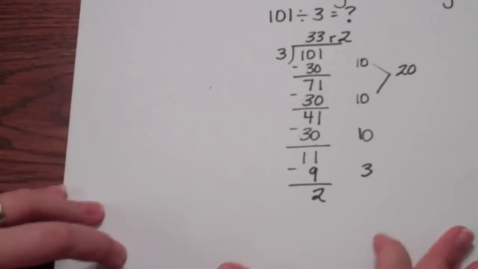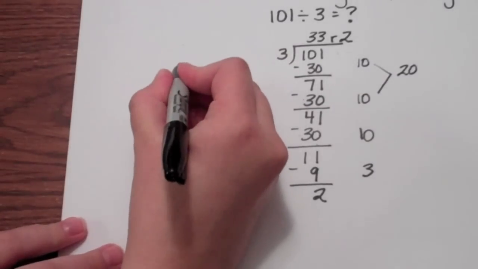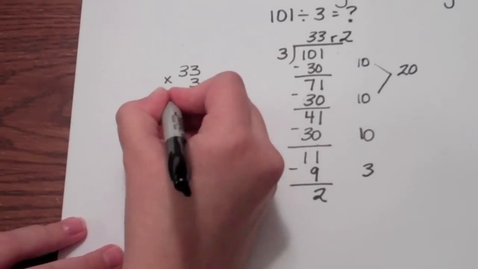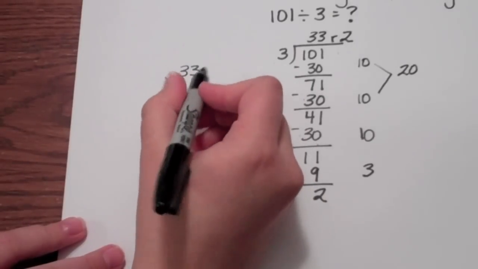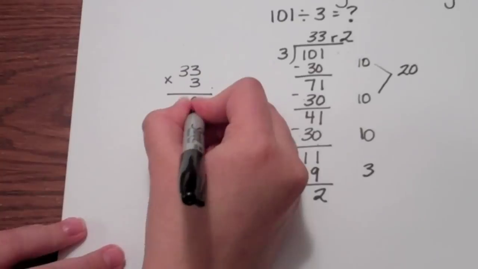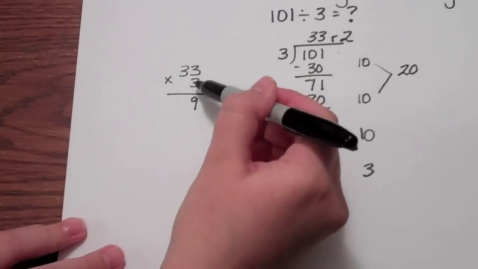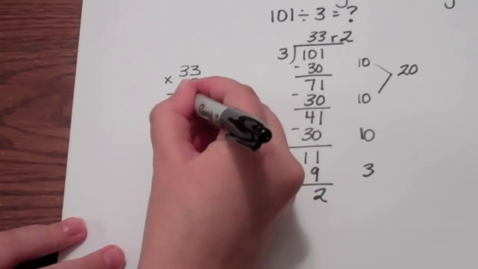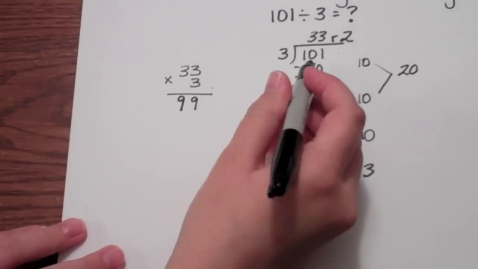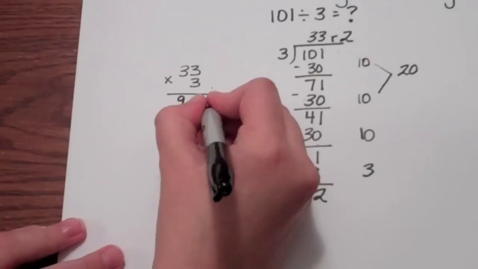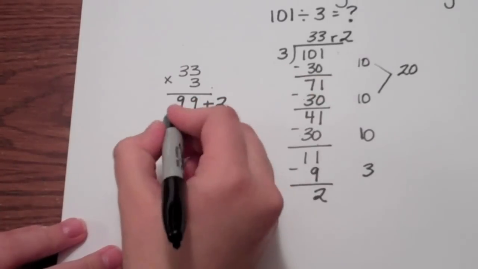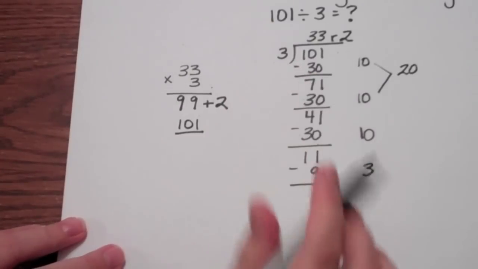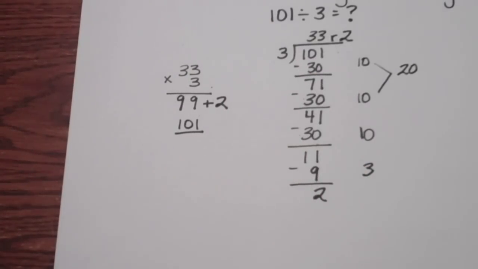Let's check. We check by multiplying the quotient, 33, times the divisor, 3. Multiplying my ones first, 3 times 3 is 9. Multiplying the tens, 3 times 3 tens is 9 tens. 99 was not my dividend. I need to add on my remainder of 2. 99 plus 2 is 101. That was my dividend, so 33 remainder 2 was the correct answer.